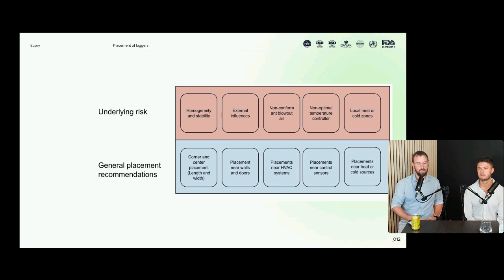And I won't go into too much detail with the rest of it, but basically understanding why the recommendations are made as they are gives you really good rationales for choosing your own placements. And I'll almost guarantee that you'll get a happy auditor, because you've explained and you've shown that you know what you're doing and you know why you placed your sensor loggers where they are.